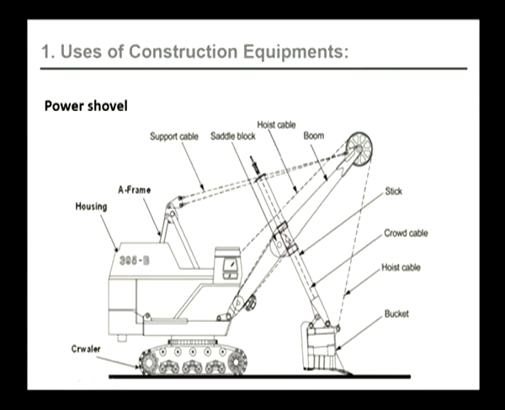This is called the crowd cable, that is also connected to the saddle block, which in turn is connected to the boom. So, this operates like an arm and that facilitates the excavation action of the bucket. So, this is a power shovel. This one is a hoist cable. This is called the stake, and this can move from one place to another, and this can be fixed. The power shovel is of 2 types. One is fixed and the other one is of moving kind.